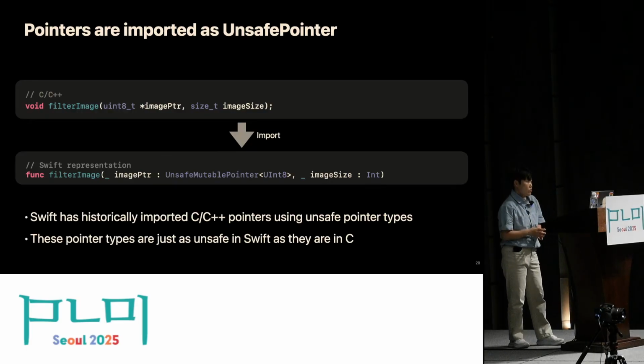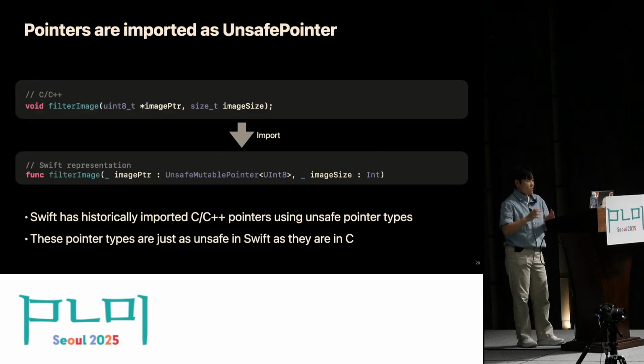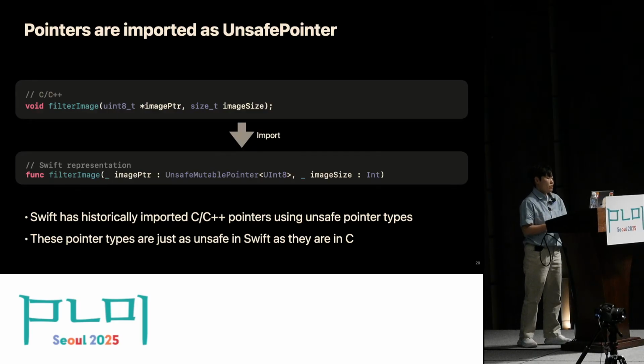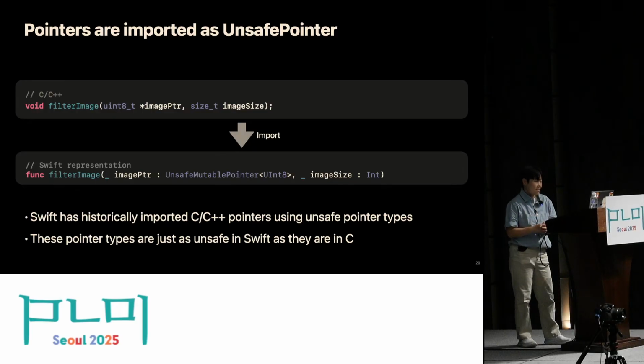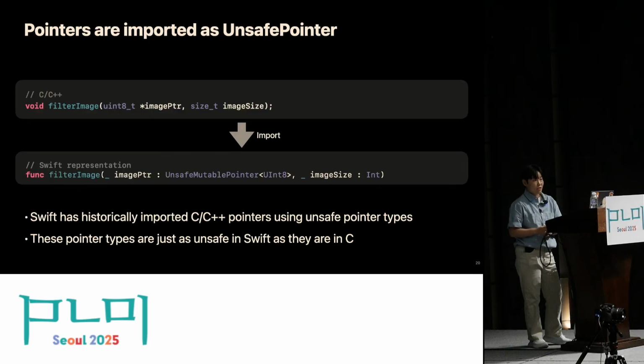Swift has historically imported C pointers using unsafe types. In this example, the image pointer is imported as an unsafe mutable pointer. In Swift, these unsafe pointer types are just as unsafe in Swift as they are in C. And this unsafeness is a general problem that arises whenever any safe language needs to interoperate with C or C++ pointers.